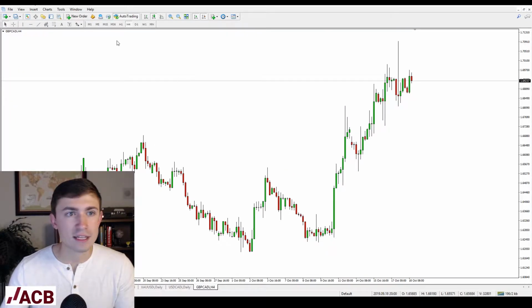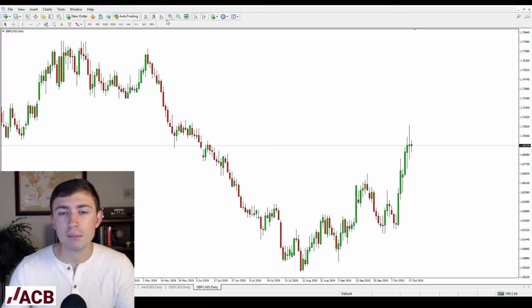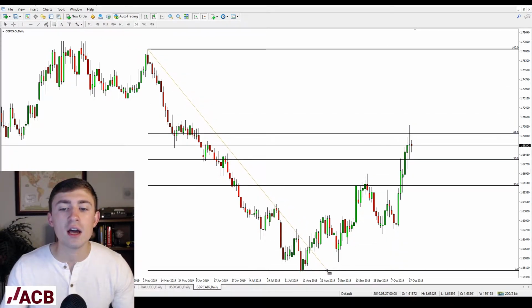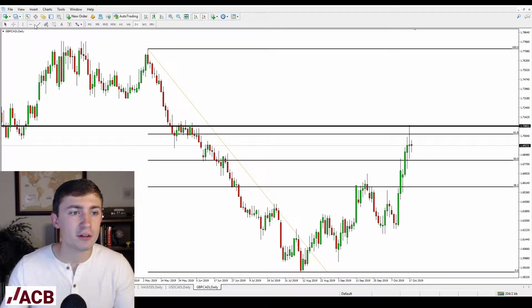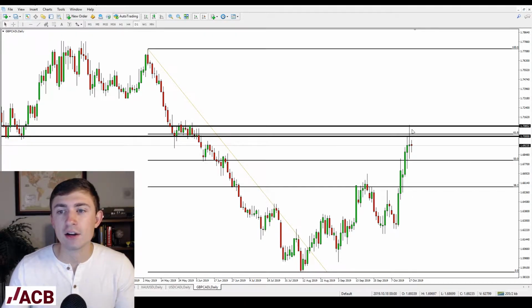GBPCAD is going to be our next one, which you can see pound Canadian making a move to the upside as well. And if we draw a fib on this, we could look for some potential levels of interest. Now you can see price is coming into that 61.8 and for the time being holding it. We also kind of have a shelf to the left here, which might come into play here as a point of reversal short term for this pound Canadian move. Just something to consider there, guys.